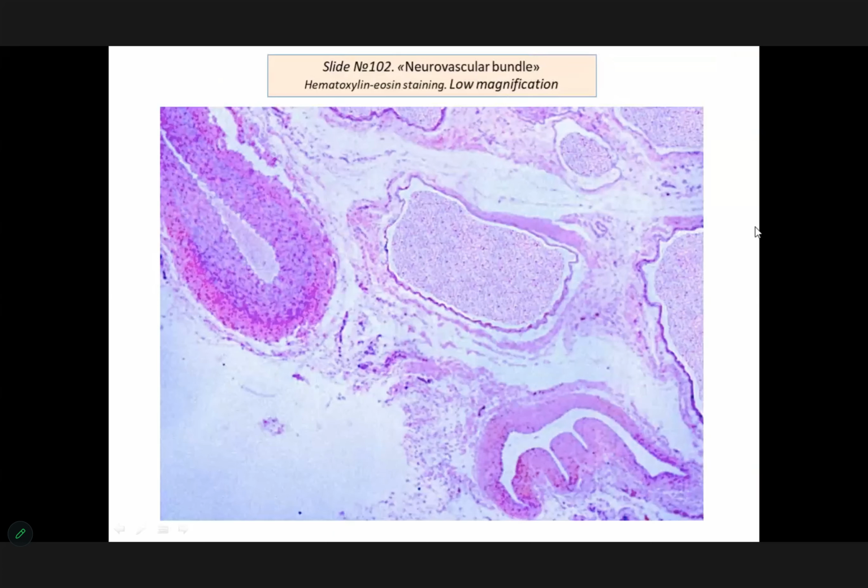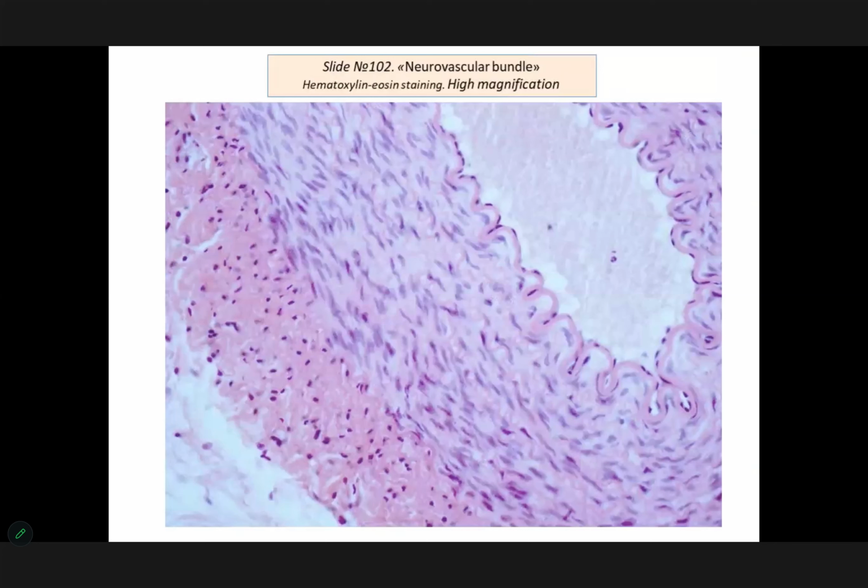We have such preparation, a cross-section of the neurovascular bundle, in which you should define the artery. This is the artery, this is the vein, and these are bundles of nerve fibers. This will be your preparation, which you will discuss in class.